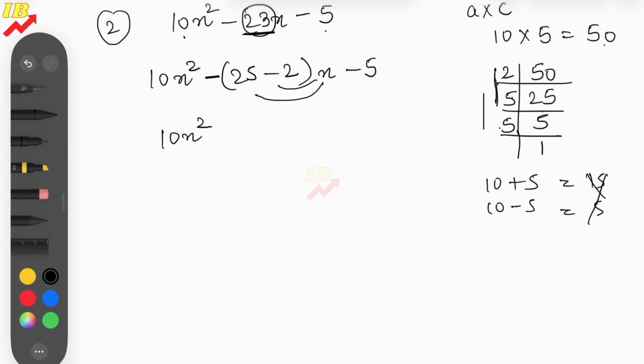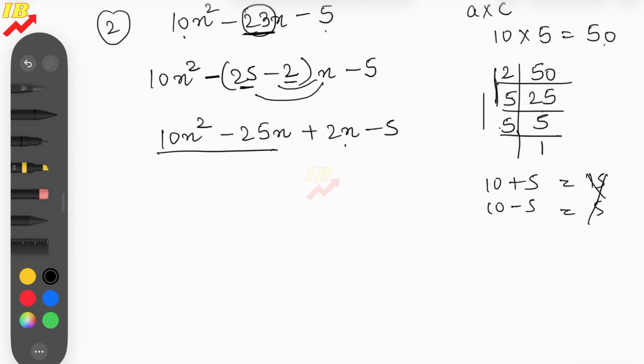If you see any negative sign outside a bracket, or you're taking a minus sign outside it, that will change the sign, right? That means it is going to be negative 25x and plus 2x here, right? So it has changed the sign of the inside numbers. 25 was in addition here and 2 is negative, so it changed the sign. It became opposite now, right?